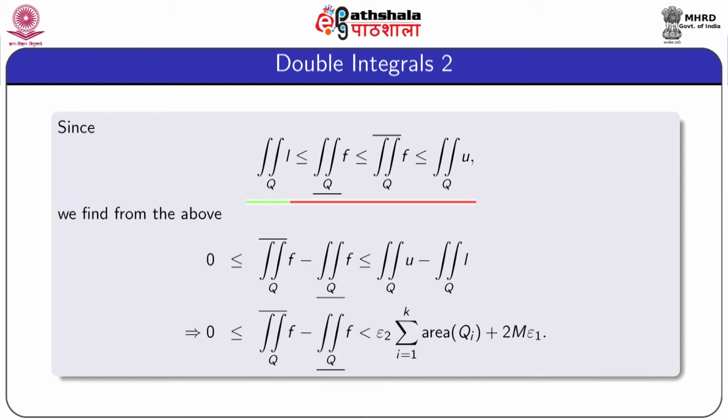Since integral of L ≤ lower integral of f ≤ upper integral of f ≤ integral of U, from the above we find that 0 ≤ upper integral of f minus lower integral of f ≤ difference between the integrals of U and L. This implies 0 ≤ upper integral of f minus lower integral of f < ε2 summation i equal to 1 to k area Qi plus 2Mε1.